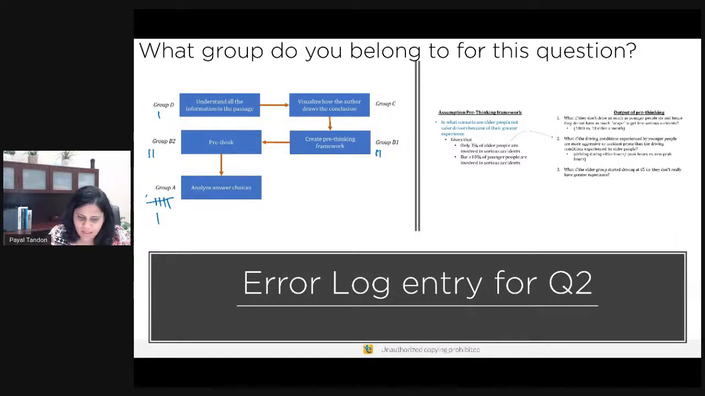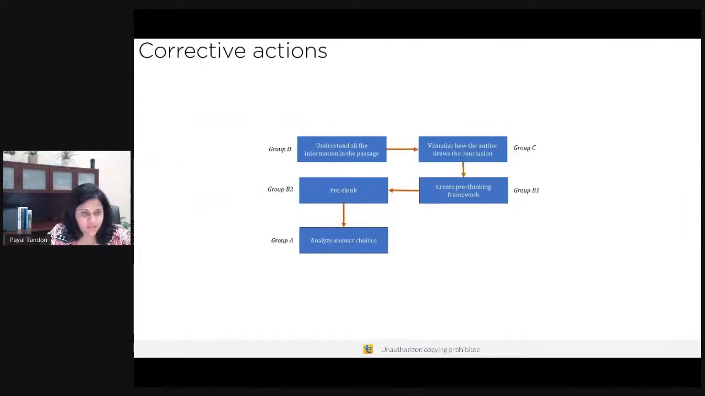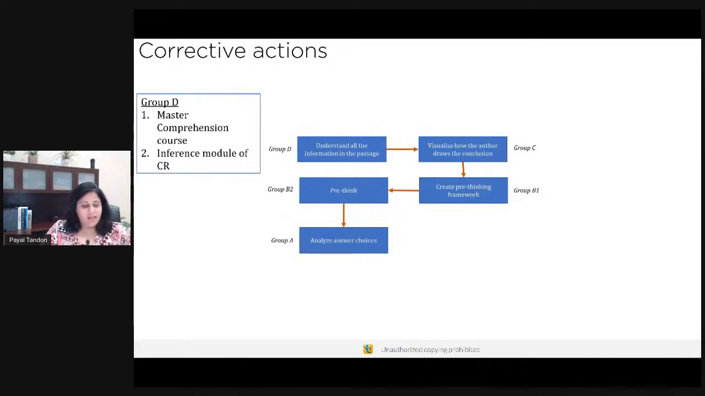Now, if you are not in group A, then obviously you need to act, so let's talk about the corrective actions. Corrective action for group D. And this is really for people who have been saying, what if the passages are too complex? What if the language is complex? What if I can't infer? The corrective action for you is not solving questions right now. That's definitely not how you're going to learn. You're going to learn first.